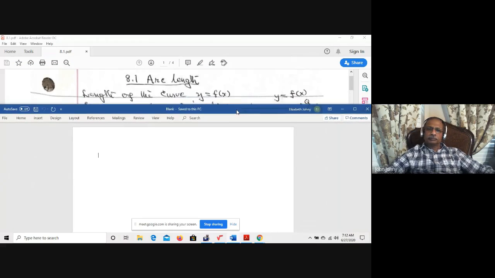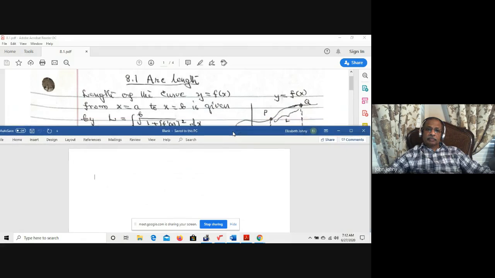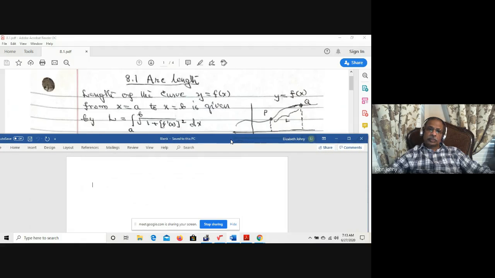Yes, 8.1 arc length. The length of the curve y is equal to f(x) from x is equal to a to x is equal to b is given by L is equal to the integral from a to b of the square root of 1 plus f prime x the whole square dx.